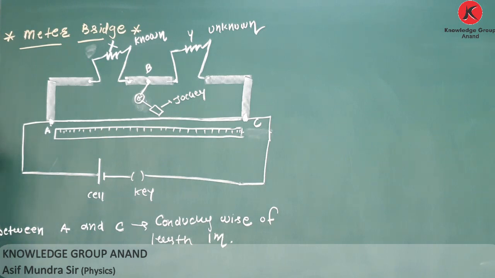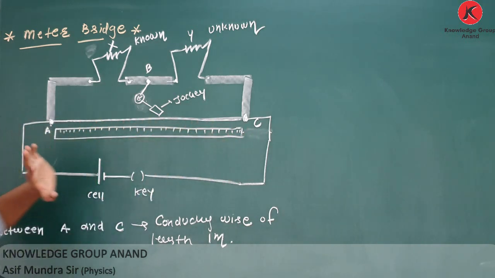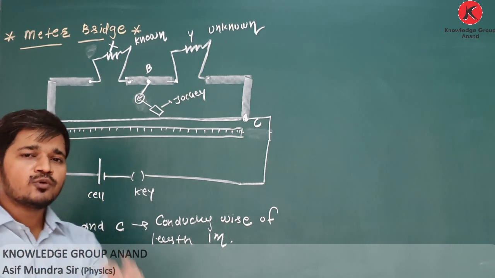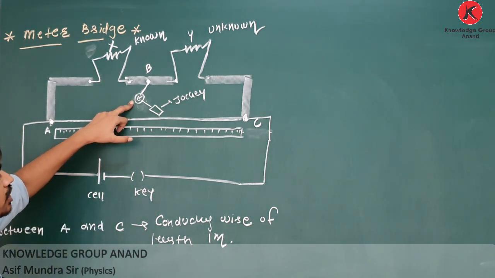Now you may ask: in the Wheatstone Bridge we have 4 resistors, and here there are only 2. So where are the other 2? The other 2 resistances are the resistance of this wire. Remember, the Wheatstone Bridge has a total of 4 resistors, with a galvanometer in the middle. In balance condition, R1 upon R2 is equal to R3 upon R4, and the current flowing through the galvanometer is 0.